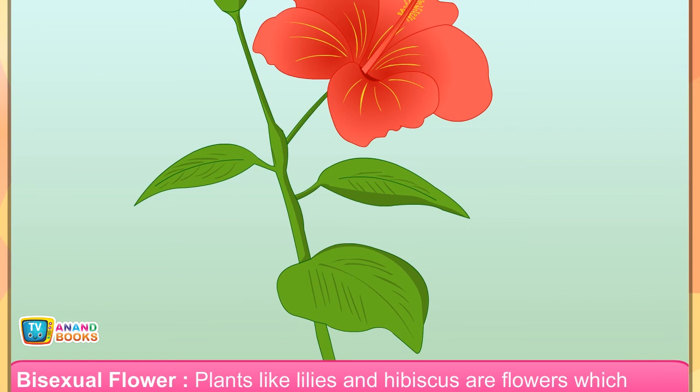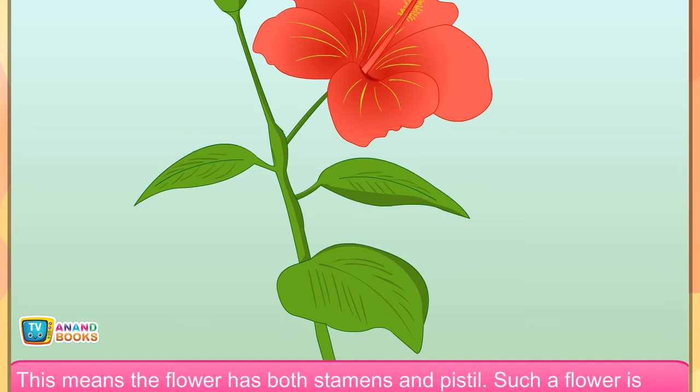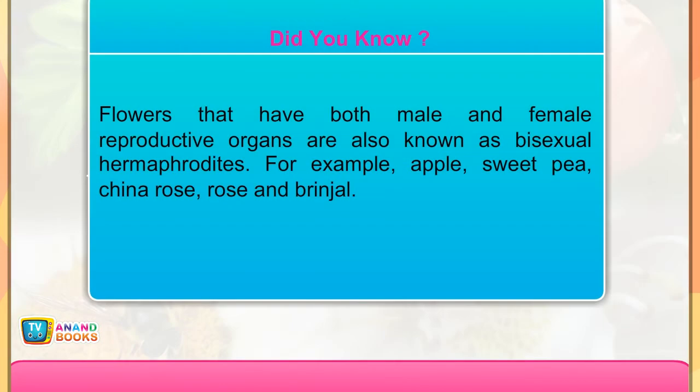Bisexual flower. Plants like lilies and hibiscus have flowers which have both the male and female parts in the same flower. This means the flower has both stamens and pistil. Such a flower is called a bisexual or a perfect flower. Did you know? Flowers that have both male and female reproductive organs are also known as bisexual hermaphrodites. For example, apple, sweet pea, China rose, rose and brinjal.